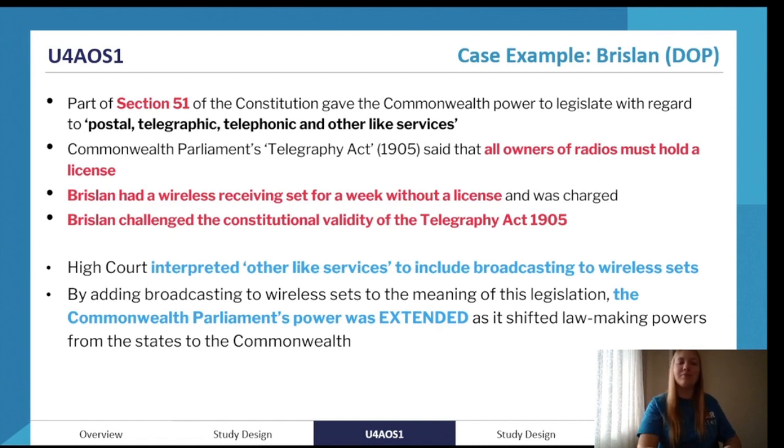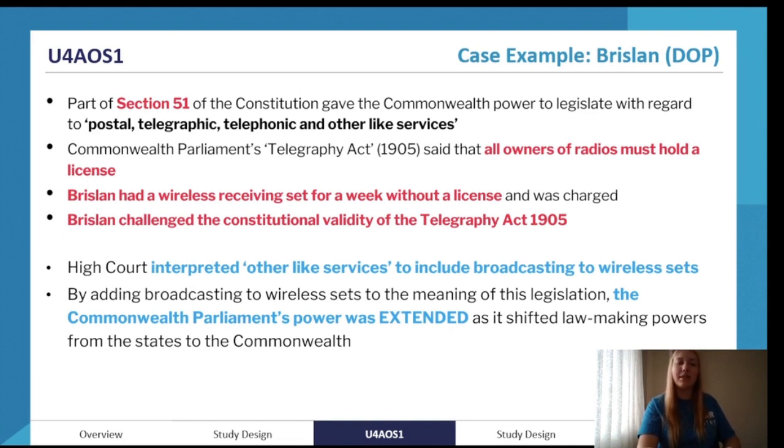So, with regards to technology, the Commonwealth Parliament's Telegraphy Act in 1905 said that all owners of radios had to hold a license. And this individual, Brislin, had a wireless receiving set for about a week and didn't have a license and was charged with, of course, an offense. And Brislin decided to challenge the constitutional validity of the Telegraphy Act 1905. So, what was the outcome of this case?